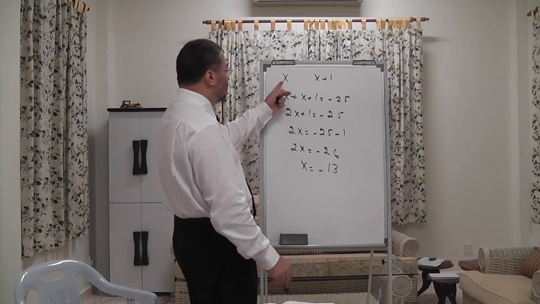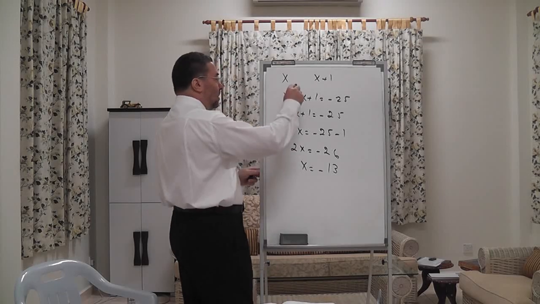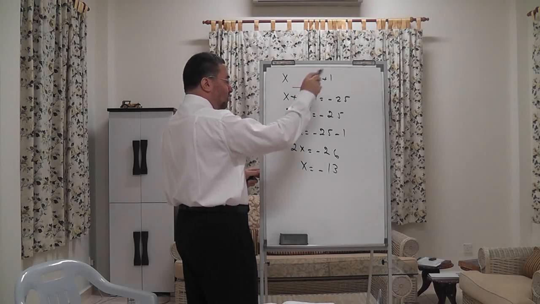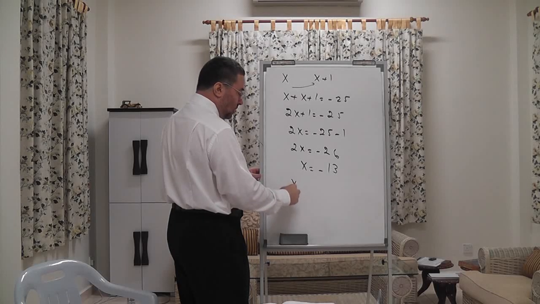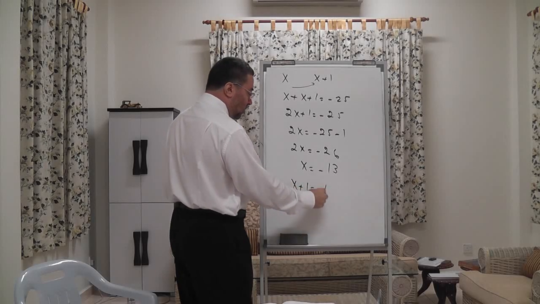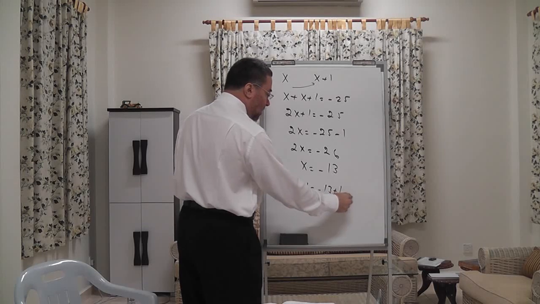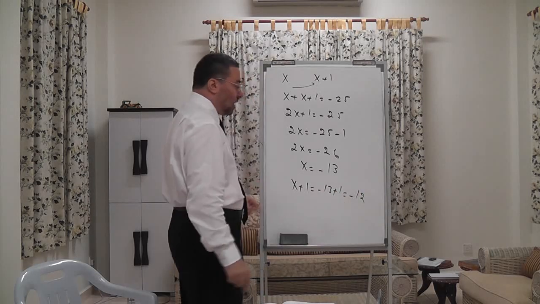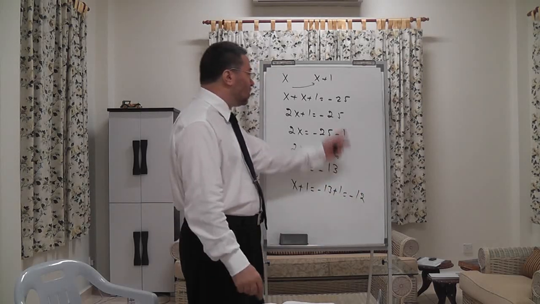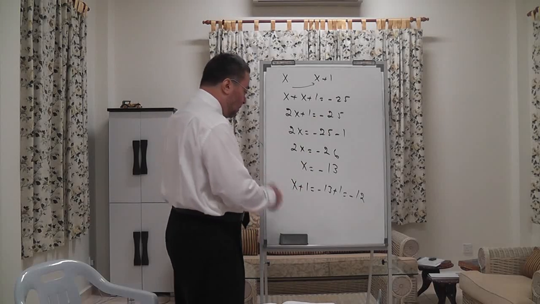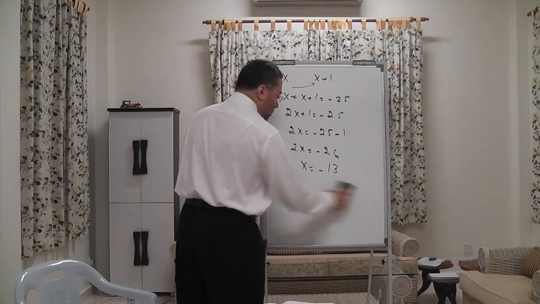So this is our first number. In order to get the second number, we have to add 1. So x plus 1 will be minus 13 plus 1, and that's minus 12. So these are our two numbers. If you add them, you get minus 25. And they are also consecutive numbers.